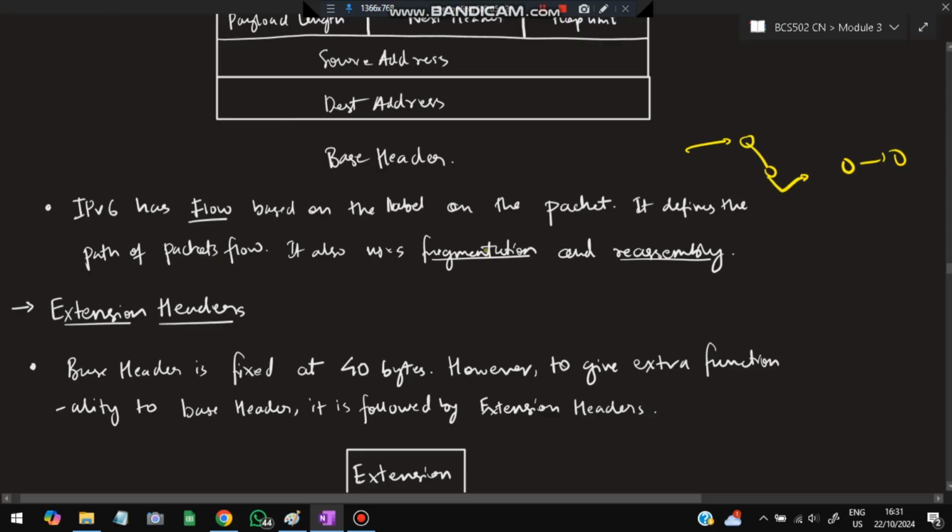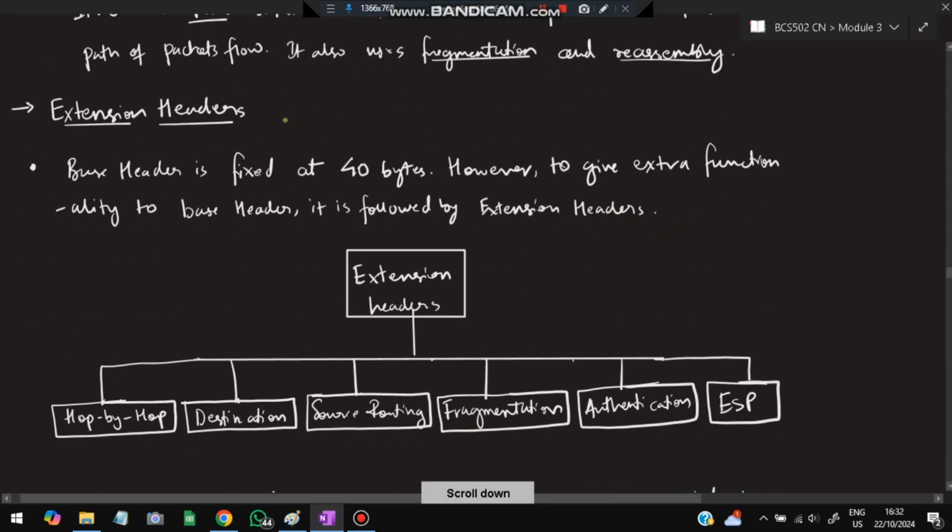Okay. So it also uses fragmentation and reassembly. What do you mean by fragmentation? Dividing into smaller packets. The main packet can be divided into smaller packets if necessary, and reassembly will be done after the task is accomplished, for which you have divided it into smaller parts. When that is done, you will take them up and reassemble them into the main packet, meaning the original packet. Also we can have the extension headers.